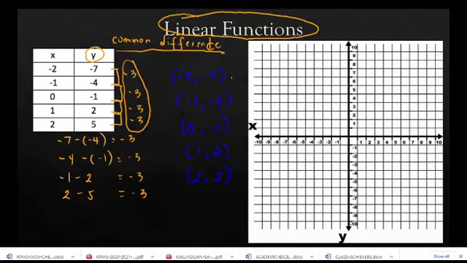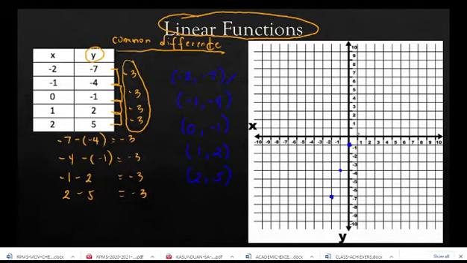So, let's start with negative 2 and negative 7. So, this is located on the quadrant 3 of Cartesian coordinate plane. So, we have negative 2 for x and negative 7 for y. That is followed by negative 1 and negative 4. So, we have negative 1 for x and negative 4 for y. And then, we have 0, negative 1. So, this will be located at the lower part of the y-axis. So, negative 1 is located here.